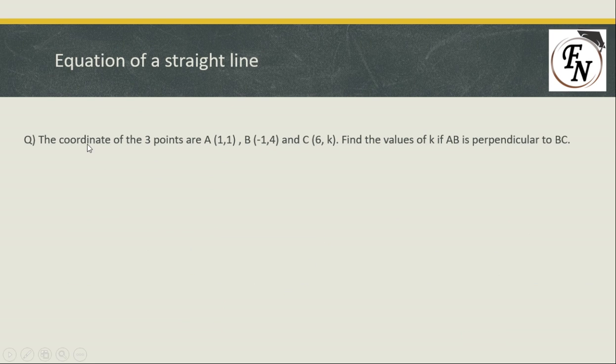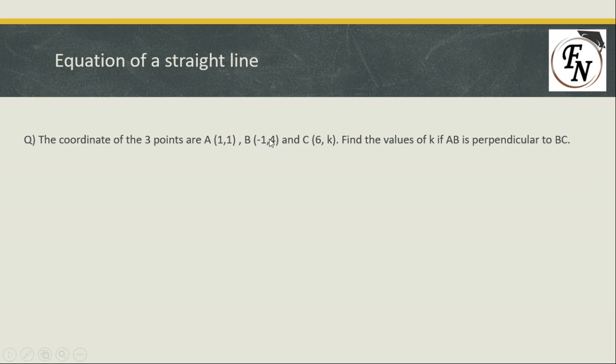Let's look at one more question. The coordinates of the three points are A (1, 1), B (minus 1, 4), C (6, k). Find the value of k if AB is perpendicular to BC. So my condition is now perpendicular.